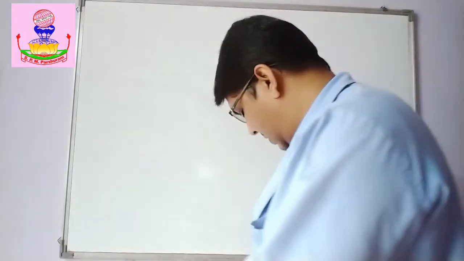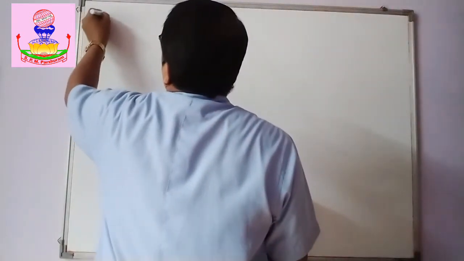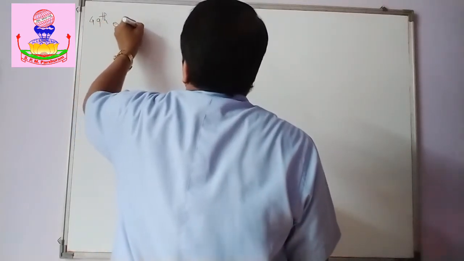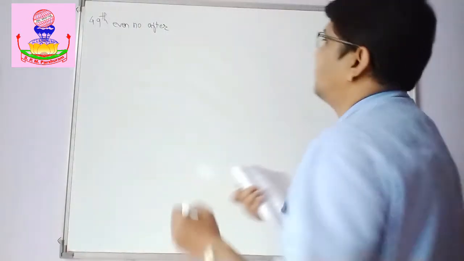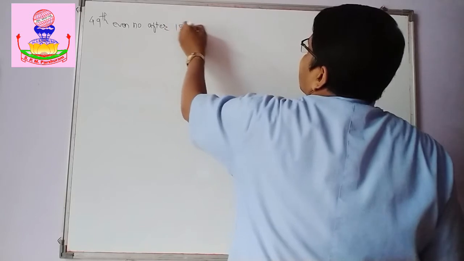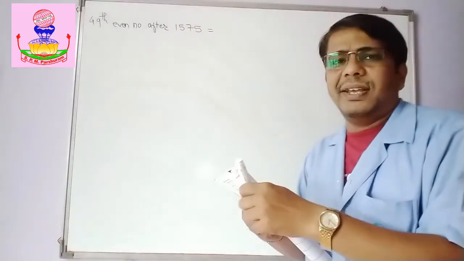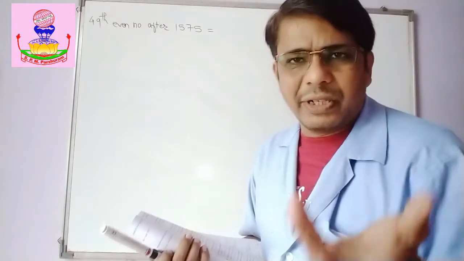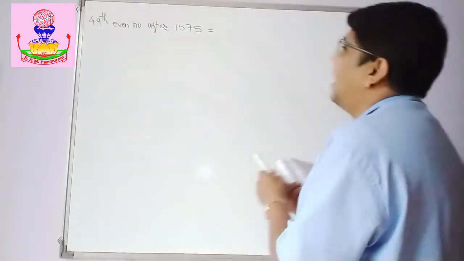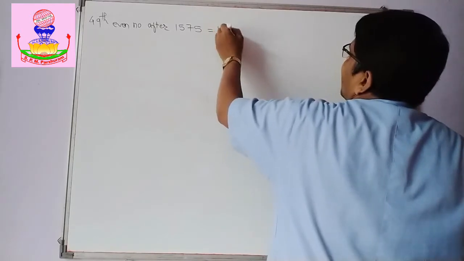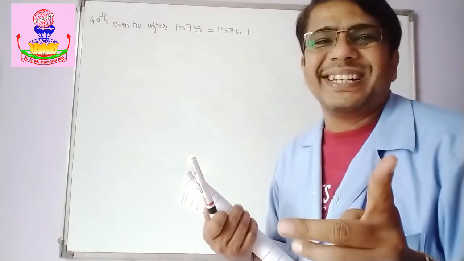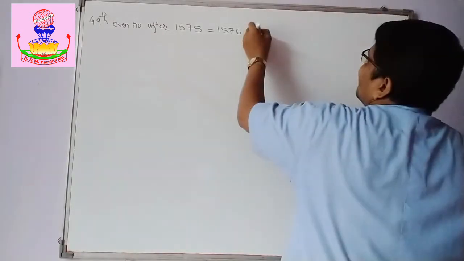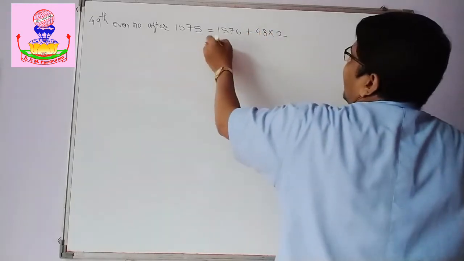Okay, so first what I want, the 49th even number after 1575. Now first thing, is 1575 an even number? No. So the first even number after 1575 is 1576. 1 is gone. 49 minus 1, 48. Right? So 48 into 2.